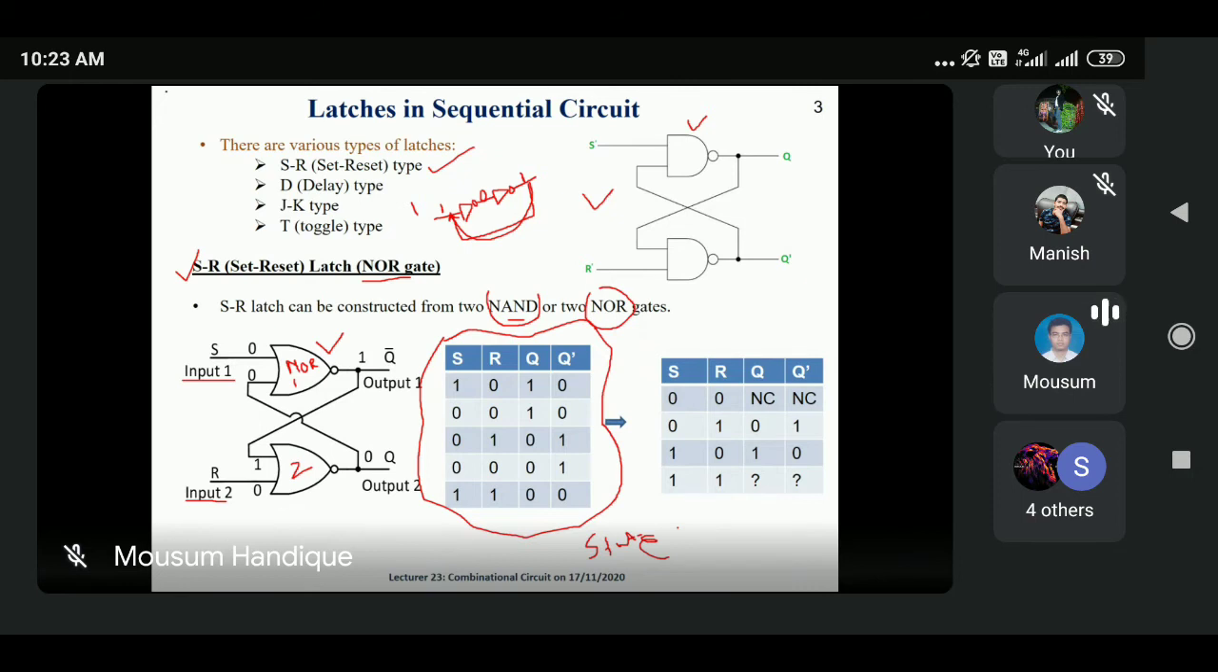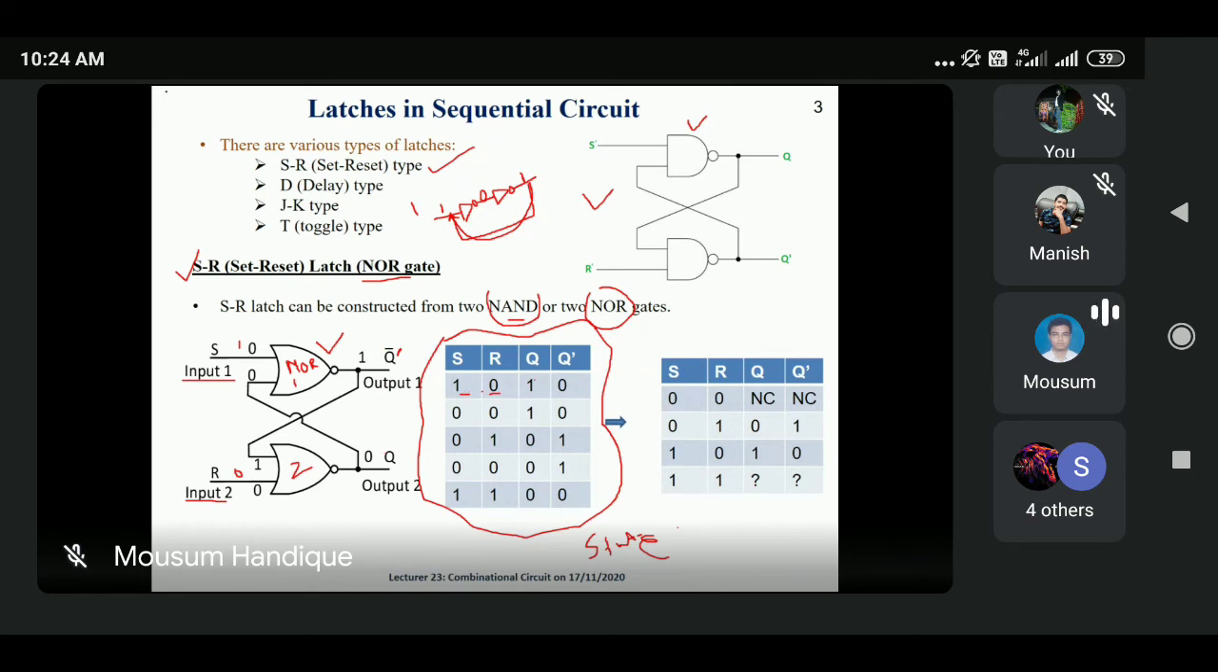State table. See here, when S equal to 1 and R equal to 0, suppose what happened here, S equal to 1 and R equal to 0. That time this Q behaves as 1 and this one is 0. So that means suppose this one is the Q and this one is the Q bar. There are two outputs, in every flip-flop there are two outputs. One is called Q bar, and I'm writing this one with a dash, and this one is Q.